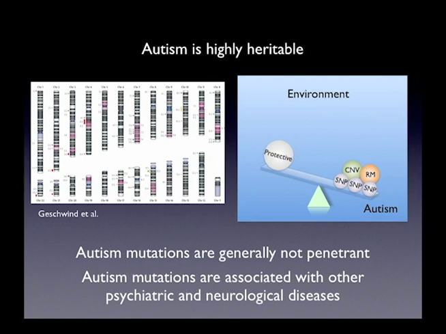Right? And as I'll tell you in a second, this is likely because you need either multiple mutations or there's an element of chance. And I'll show you a mouse that illuminates that very clearly. Now, the other thing is that autism mutations are almost always associated with other psychiatric and neurological disorders. Okay. So this has led to a model that is sort of illustrated here.